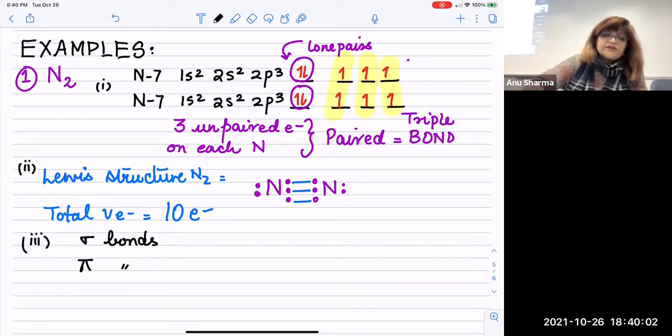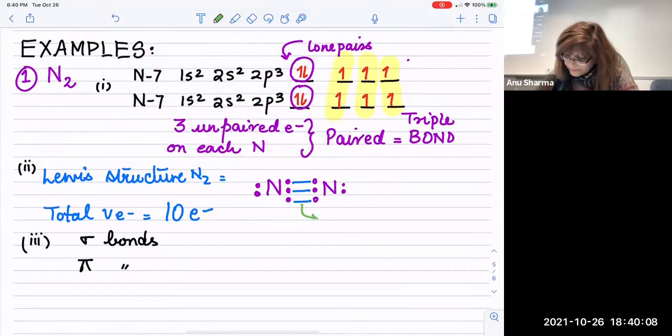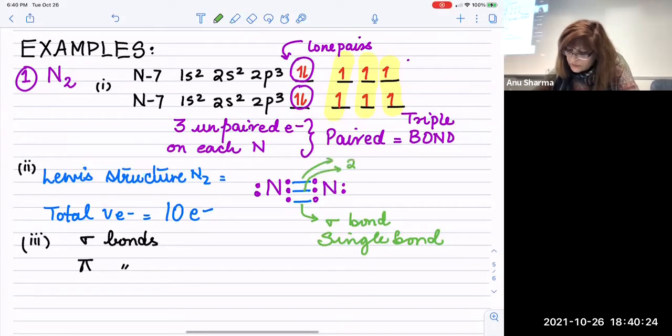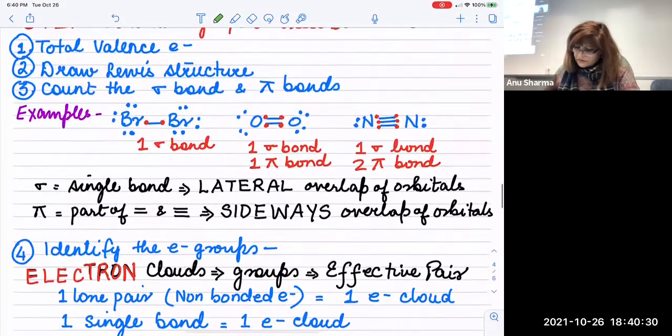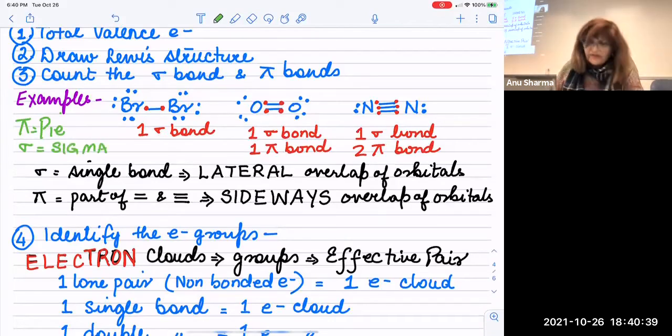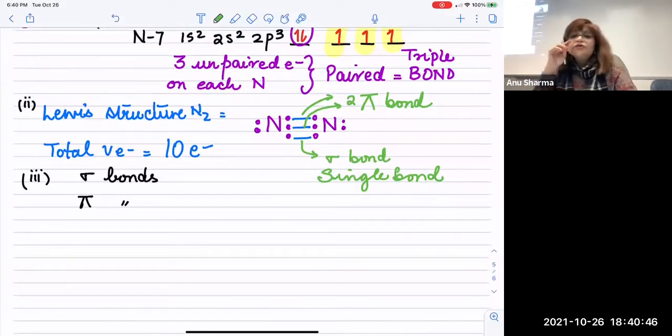How many sigma and how many pi bonds do you see? This is sigma, which is a single bond. And these are the two pi bonds. This stands for pi, P-I-E, and this is sigma, S-I-G-M-A. So there is one sigma and two pi bonds.